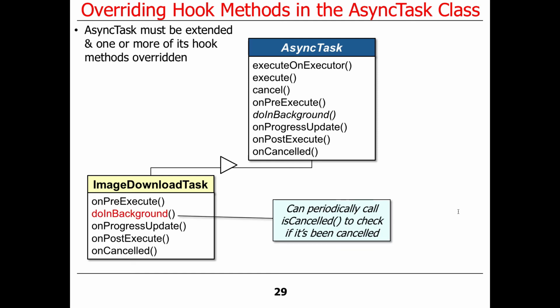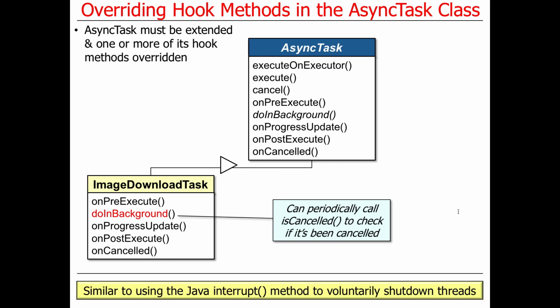You can also call a method called isCanceled to check if you've been canceled. So the doInBackground method should probably check periodically if it's been canceled, because that's the way it knows it's been canceled. Much in the same way that if you have a regular Java thread and you check the thread interrupted flag, you can find out if you've been canceled. So it's basically voluntary cooperative shutdown.